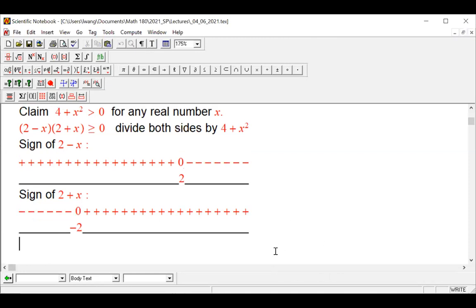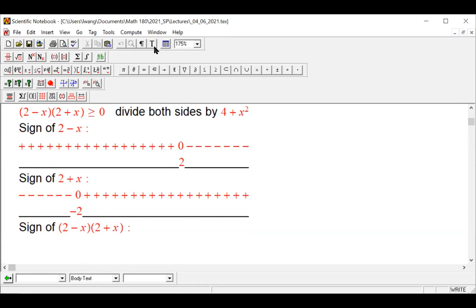Okay, so finally, the sign of the product, right? Sine of this product. And you know the drill, right? You know the drill. So we have negative 2, positive 2, boom. You determine the sign. You guys follow me?